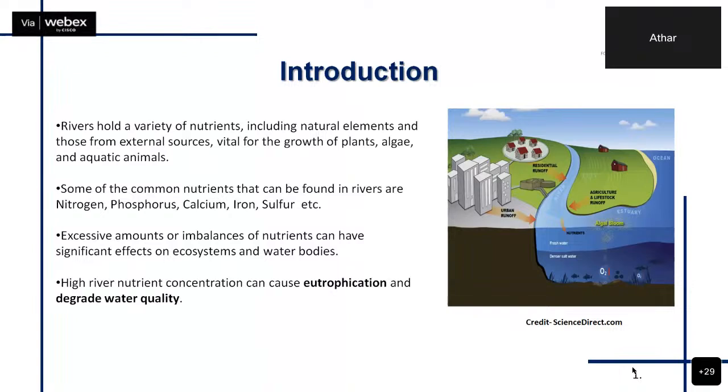Basically, all these nutrients come from different sources such as runoff from agricultural activities, sewage, or natural weathering of rocks. Excessive amounts of nutrients can have a significant effect on the ecosystem and water bodies. That is why maintaining a balance is important to avoid pollution and negative impact on water bodies. High riverine nutrient concentration can result in eutrophication and degrade water quality.